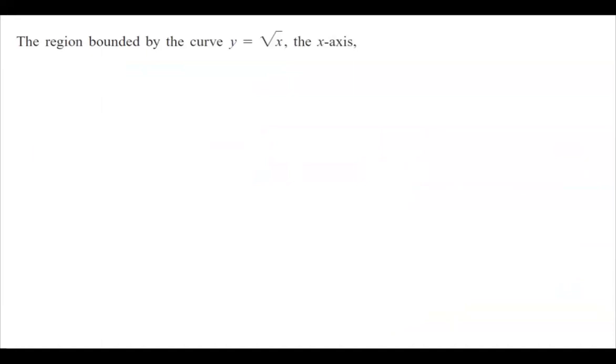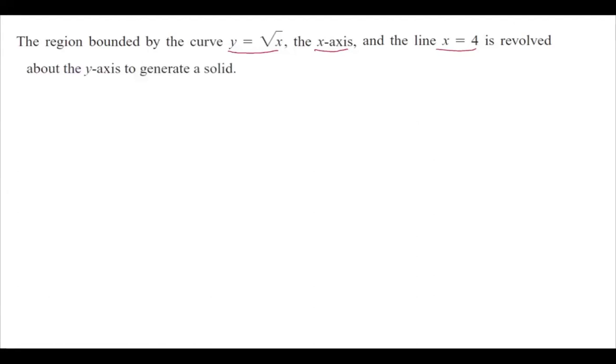The region bounded by the curve y equals square root of x, the x-axis, and the line x equals 4 is revolved about the y-axis to generate a solid. We want to find the volume of this solid. Since we just learned about the shell method, let us apply the shell method. But feel free to check the washer method or the disk method as well, to feel more comfortable switching around between these methods.